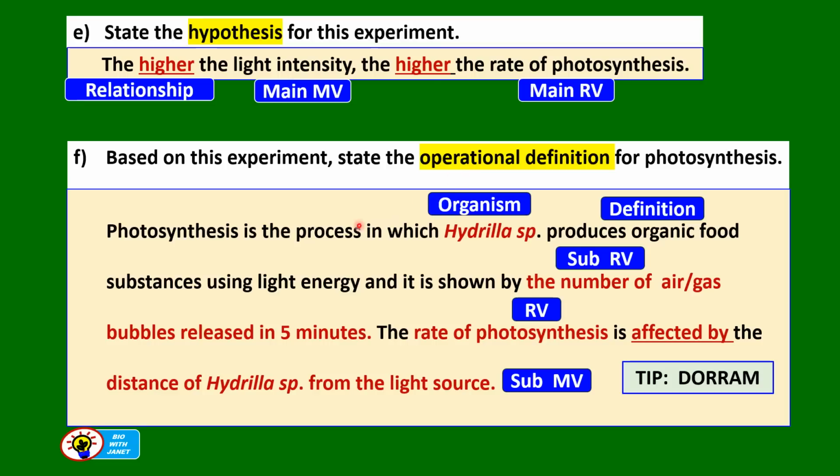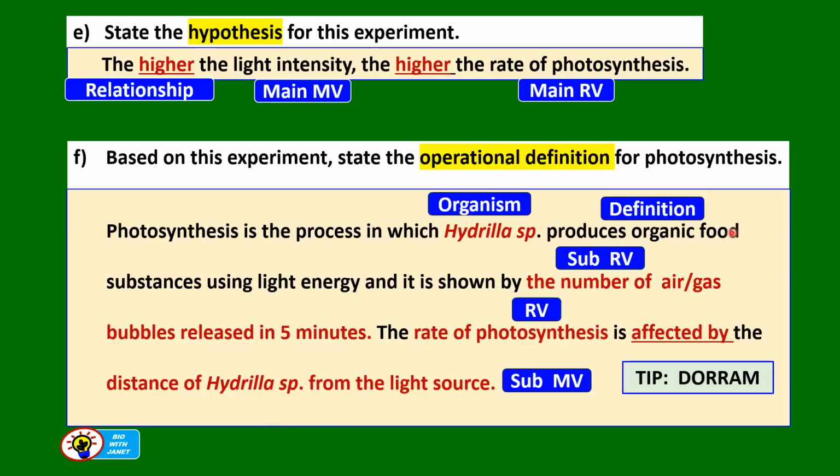Okay, let's look at the answer. Photosynthesis is the process in which Hydrilla species produces organic food substances using light energy and is shown or measured by the number of air bubbles released in 5 minutes. The rate of photosynthesis is affected by the distance of Hydrilla species from the light source. Of course, this definition is quite long, but they give you enough space to write. And if you write beyond the lines, 1 or 2 lines below is okay.